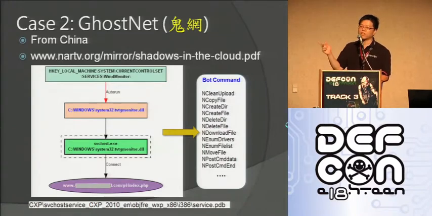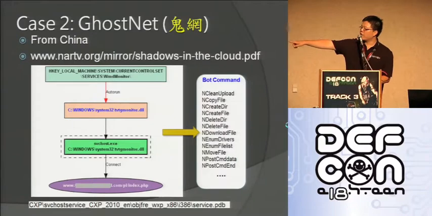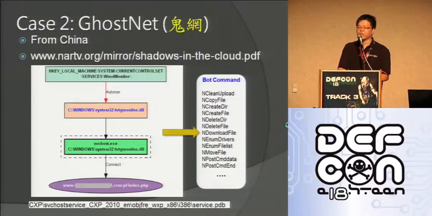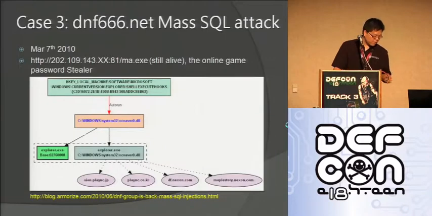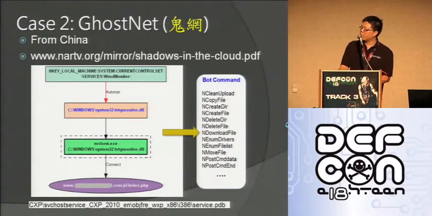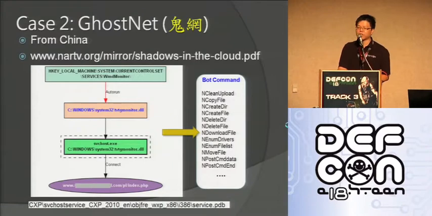Notice that this GhostNet has nothing to do with the GhostRat malware. And then the string at the bottom is how we found out its original project name on that malware author's computer. It's actually called CXP, so it's the original project name before this malware was compiled. And the URL that we marked is actually one of the CNC servers that this malware sample tried to connect to. And this CNC server is also mentioned in the Shadows in the Cloud report.